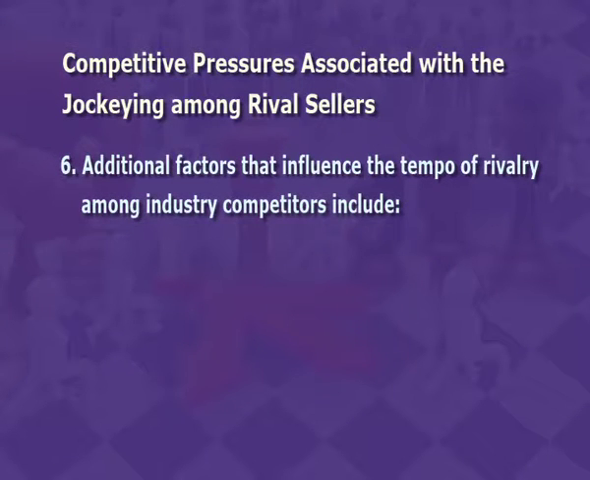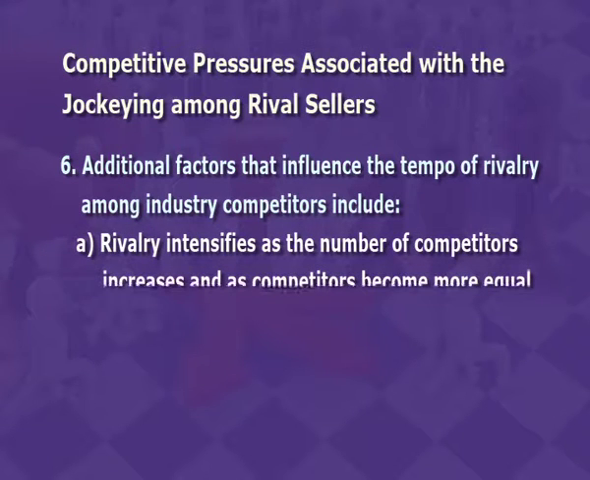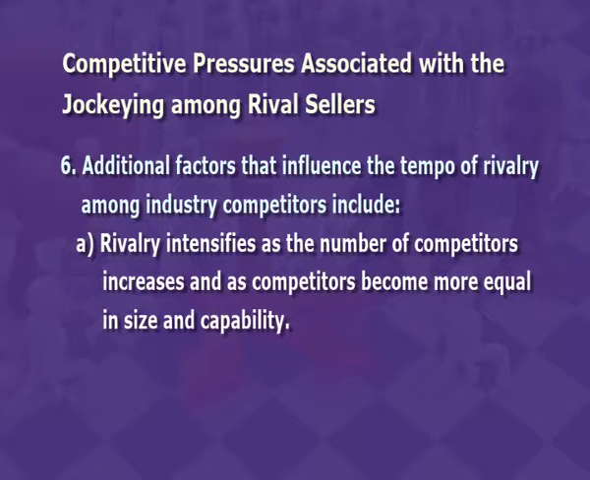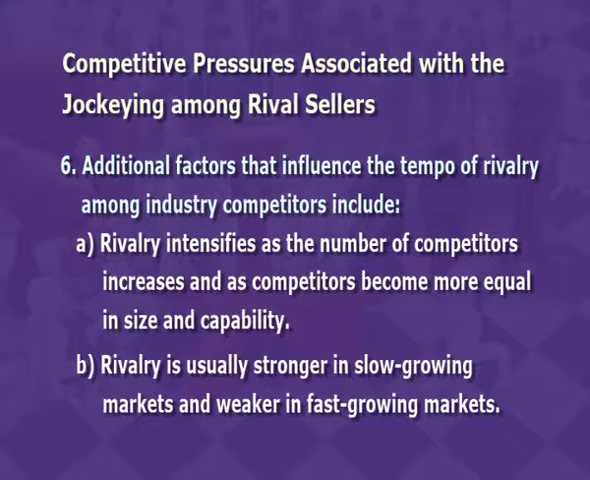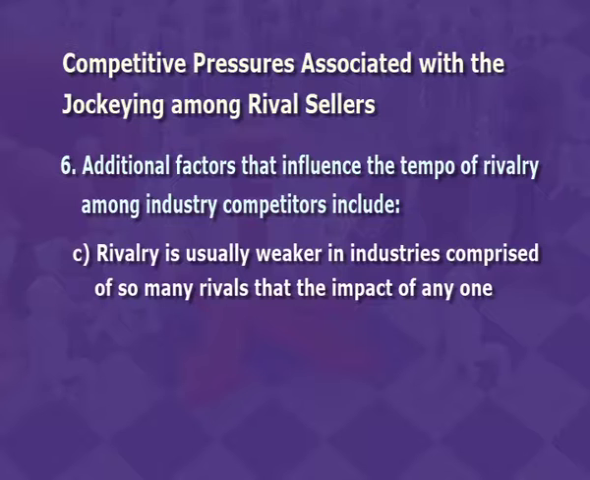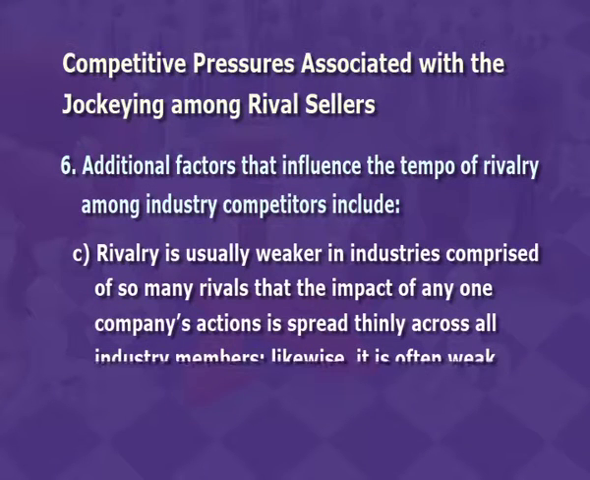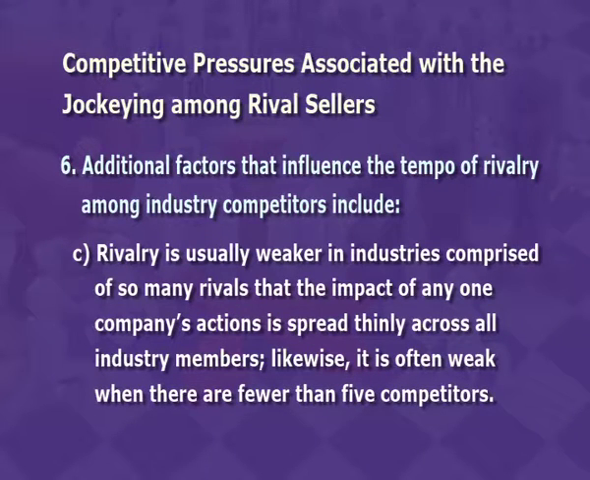Sixth, additional factors that influence the tempo of rivalry among industry competitors include: A. Rivalry intensifies as the number of competitors increases and as competitors become more equal in size and capability. B. Rivalry is usually stronger in slow growing markets and weaker in fast growing markets. C. Rivalry is usually weaker in industries comprised of so many rivals that the impact of any one company's actions is spread thinly across all industry members. Likewise, it is often weak when there are fewer than five competitors.